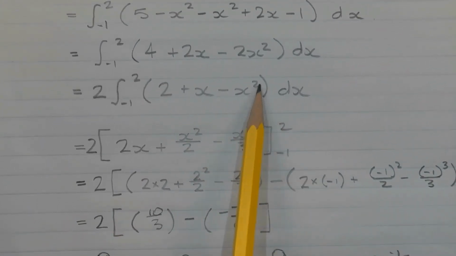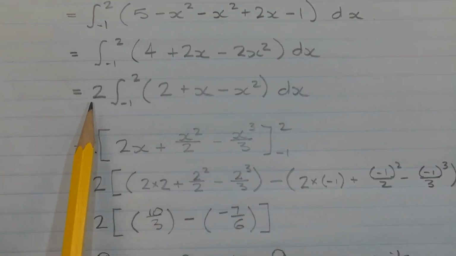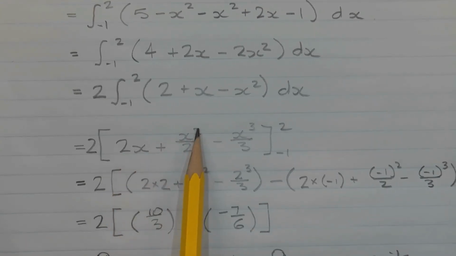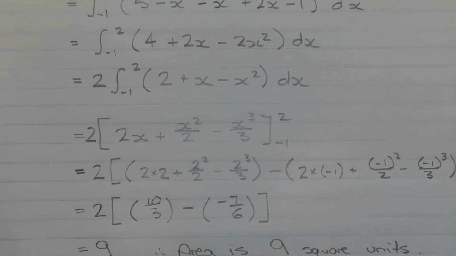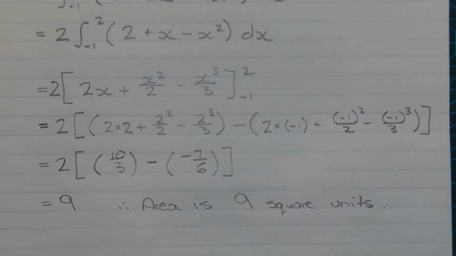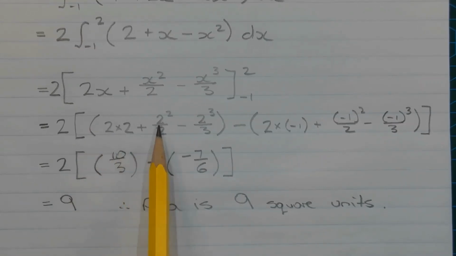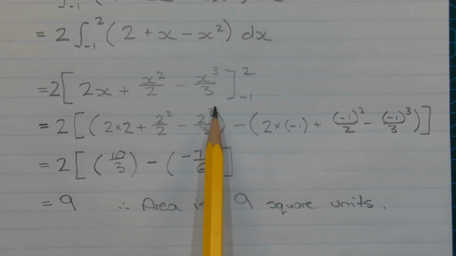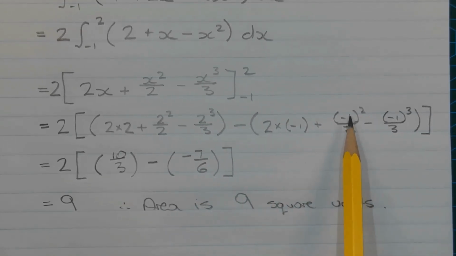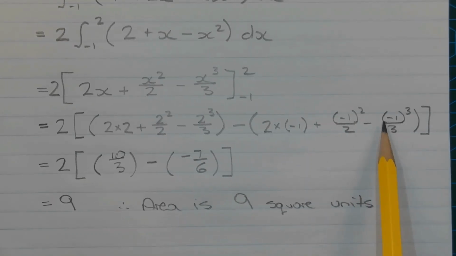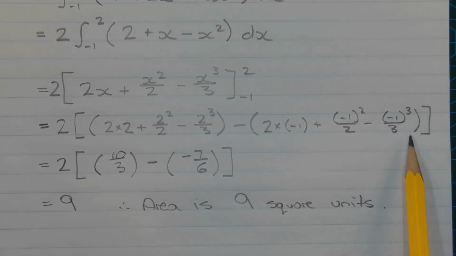So integrating this expression and noting this 2 that's multiplying the integral, we get 2 times (2x plus x squared over 2 minus x cubed over 3) from x equals negative 1 to x equals 2. So applying the limits of integration, we get 2 times, I'm going to open square bracket here and open round bracket, 2 times 2 plus 2 squared over 2 minus 2 cubed over 3, close round bracket, minus open round bracket, 2 times negative 1 plus (negative 1) squared over 2 minus (negative 1) cubed over 3, and we're closing the brackets here.